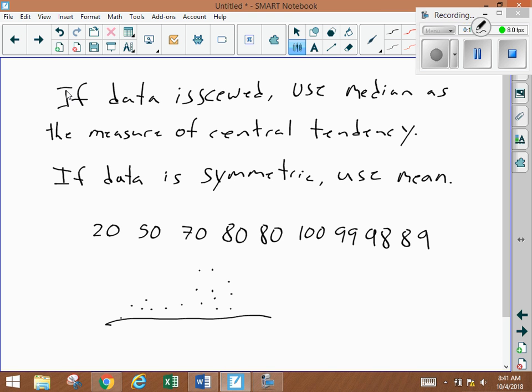So in this case, this is skewed, and so we would use median. You want to imagine what a graph would look like in your head. If it looks like it's going to be nice and symmetric, go ahead and use mean. If it looks like it's going to be off to one side or the other, like the majority of the data, then use median.